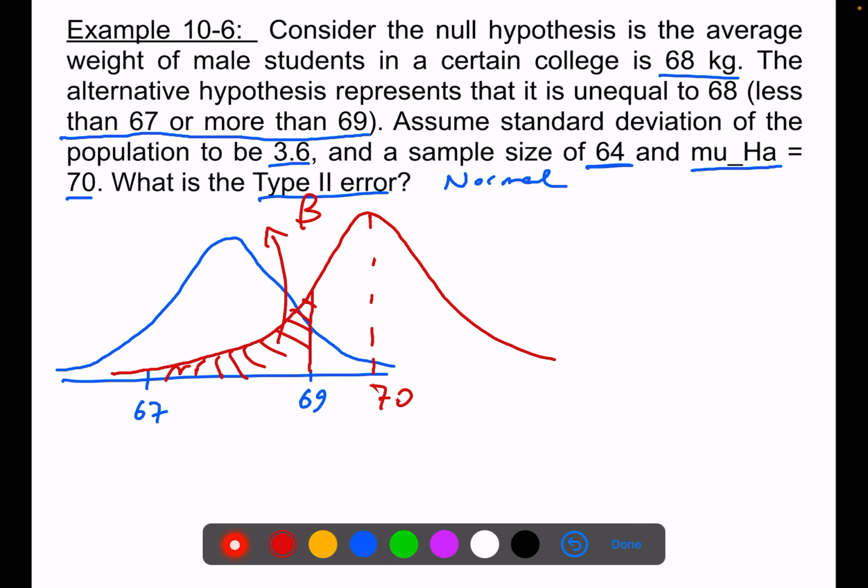Any questions? Okay. So all we have to do is convert 69 to Z and 67 to Z, right? That's all we have to do. The equation is going to be 69 minus 70, divided by 3.6 divided by the square root of 64. This is going to be Z, and same for the other one. We have to calculate Z for the other one as well. And we are done. We look at the table.